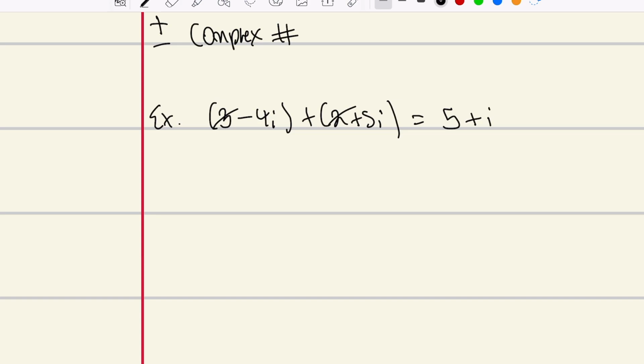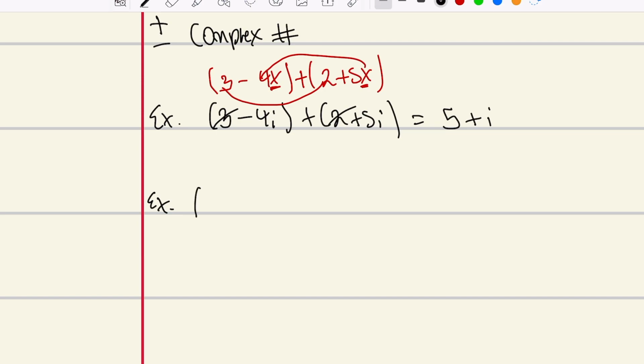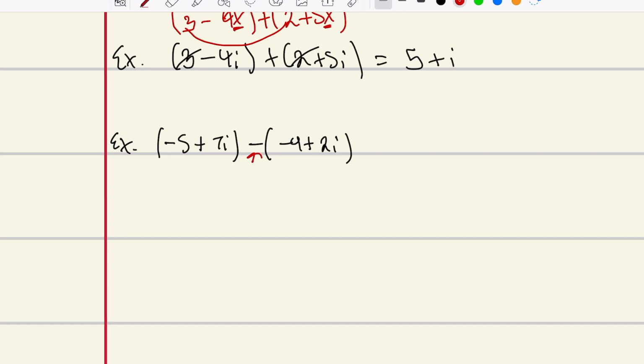So why can't we add 3 and -4i? Because they're from different families. Think of this as 3 minus 4x plus 2 plus 5x. Can we add 5x plus 2? No, because they're different families, since x is associated with that number. So these two match and these two match. So let's try another one, which is example number 2. -5 plus 7i minus -4 plus 2i. Okay, so be careful. On the subtracting part, you have to distribute the negative. Okay, so we're going to distribute the negative.